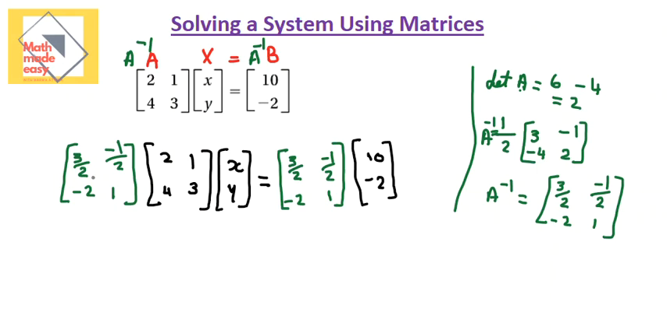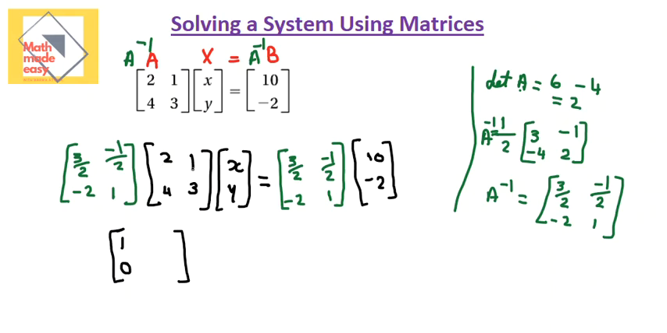Now, if I'm multiplying a matrix by its inverse, we should get an identity. Actually, this is a very good way for you to check if your work in this part, which is finding the inverse, was correct or not. If I multiply this by this, I should get an identity. 3 over 2 multiplied by 2, that's a 3, plus negative half multiplied by 4, that is negative 2. 3 plus negative 2 is 1. Then I have negative 2 multiplied by 2, which is negative 4, and 1 multiplied by 4, that's a 4. Together they make a 0.